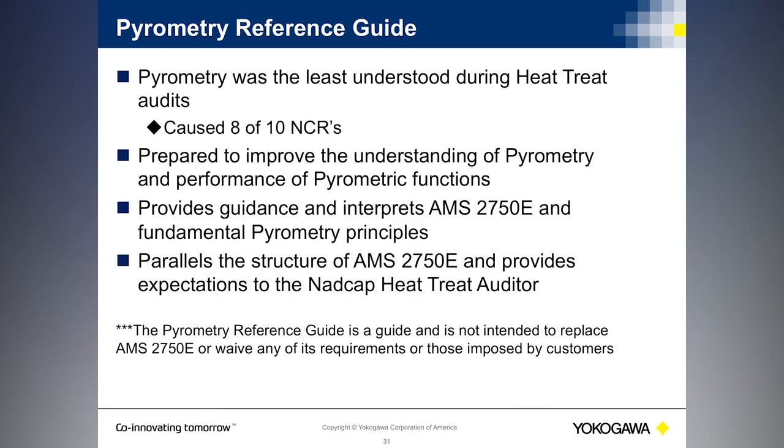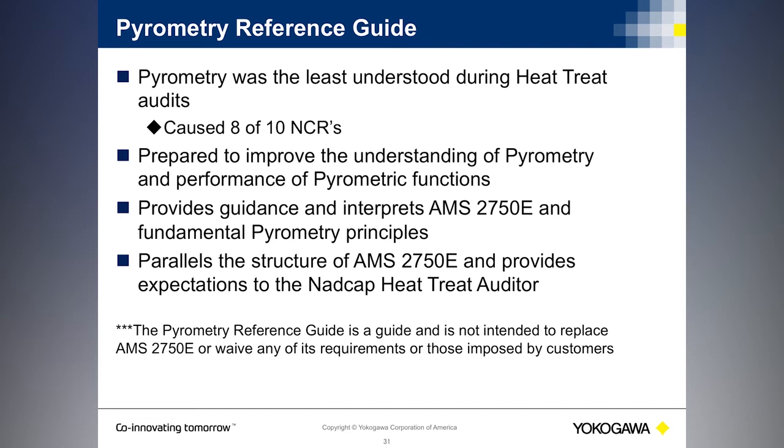We also have the Pyrometry Reference Guide. Both the Heattreat Audit Handbook and the Heattreat Pyrometry Reference Guide are written and controlled by the Heattreat Task Group. The Pyrometry Reference Guide was originally established because pyrometry was the least understood during the Heattreat audits, and caused 8 of the 10 NCRs related to pyrometry. It is prepared to improve the understanding of pyrometry and the performance of pyrometric functions. It's a guidance and interpretation of 2750, as well as fundamental pyrometry principles. It does parallel the structure of AMS 2750 and provides expectations from a Nadcap Heattreat auditor.